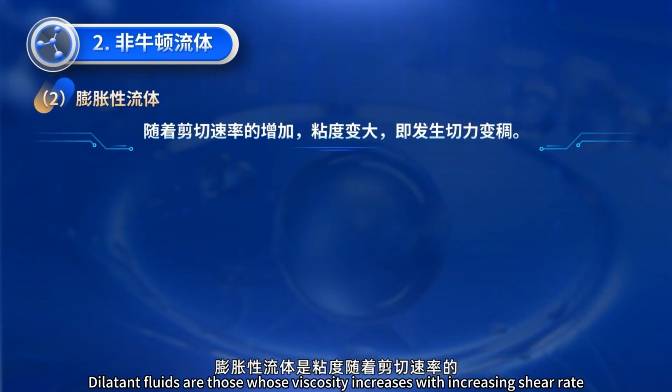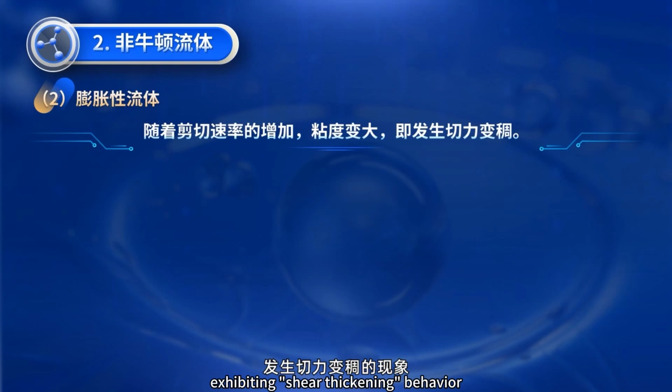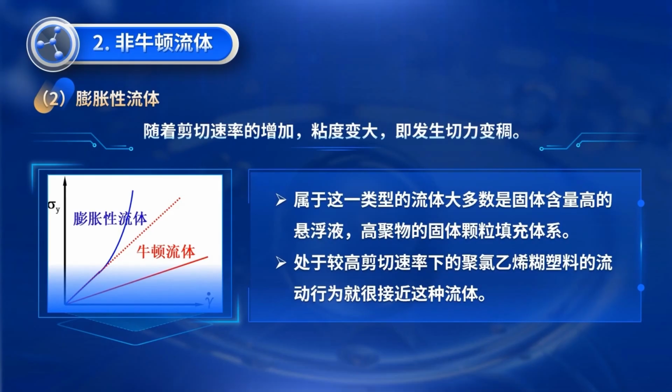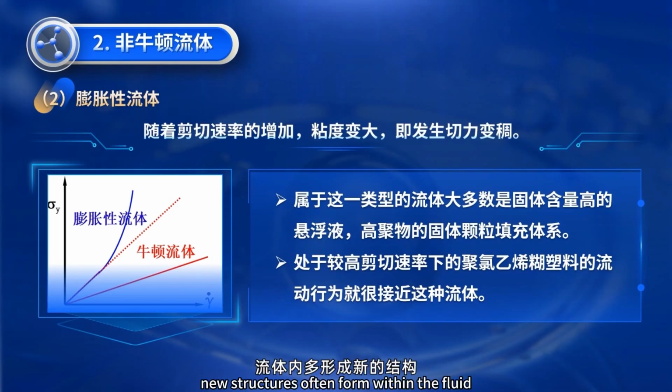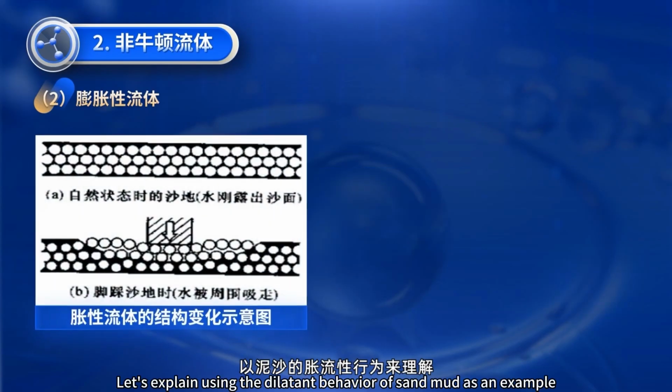Dilatant fluids are those whose viscosity increases with increasing shear rate, exhibiting shear thickening behavior. Most dilatant fluids are multi-phase mixture systems. They often have a high solid content and poor wetting properties. When shear thickening occurs, new structures often form within the fluid. Let's explain using the dilatant behavior of sand mud as an example.